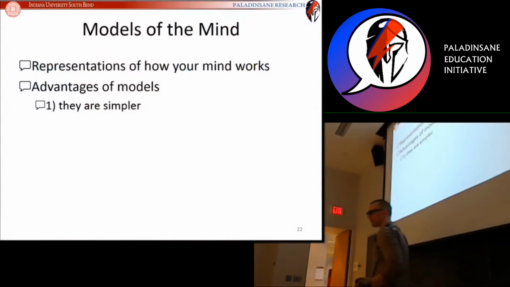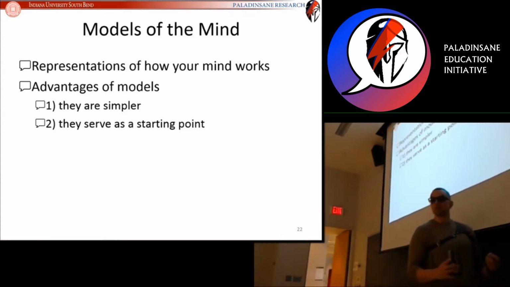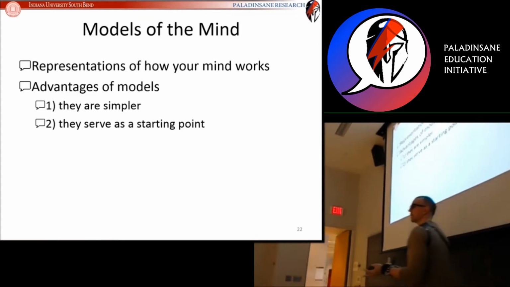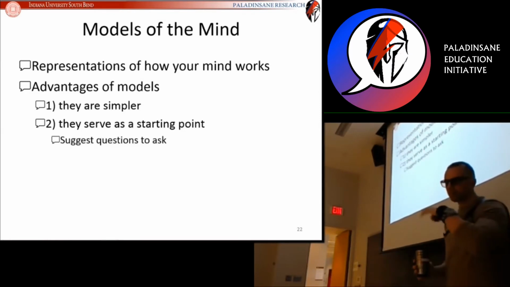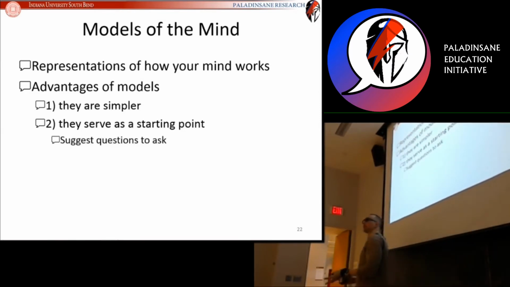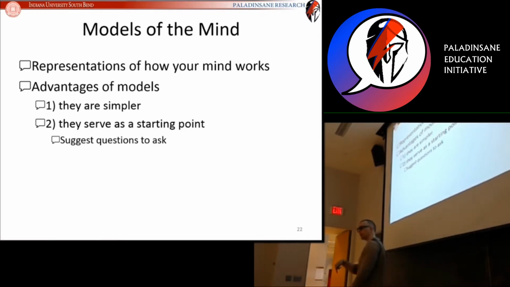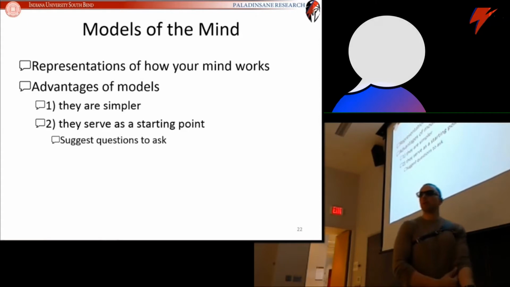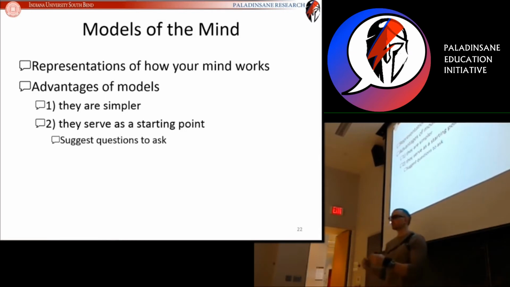So that is one of the advantages of models. They are actually simpler. The other advantage is that they oftentimes serve as a starting point in trying to understand different aspects of the mind. That starting point can help you suggest the right kind of questions and ideas to ask about. We're going to see this in an example today when we take a look at the Pandemonium Model. But basically, once you have a hold of the model, it can reveal questions that you never even thought of asking before.